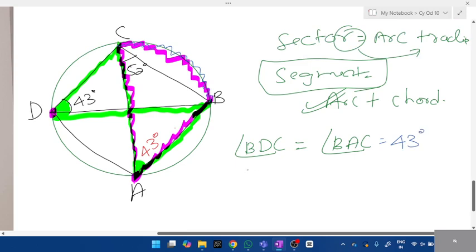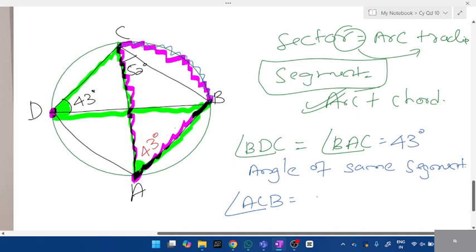And the reason? What will you all write, students? Angles of same segment or same sector? Angles of same segment. That's it. Now tell me the other triangle. Which is the other triangle formed? Angle ACB. Angle ACB will be equal to which one?